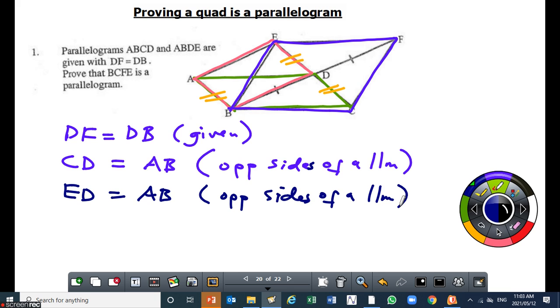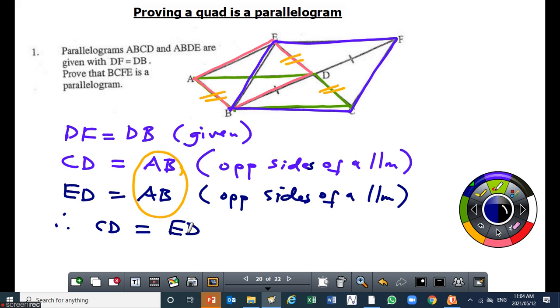Now, because of this, I can say, therefore, CD is equal to ED. We have AB appearing in both statements on the right hand side. Therefore, I can equate these two statements and eliminate AB. So we end up having, therefore, CD is equal to ED. I don't have to give a reason for that. It's a deduction from these two statements.